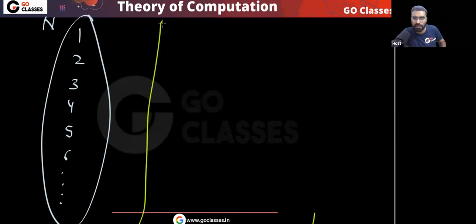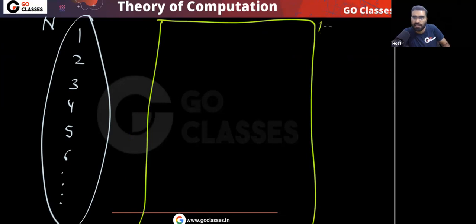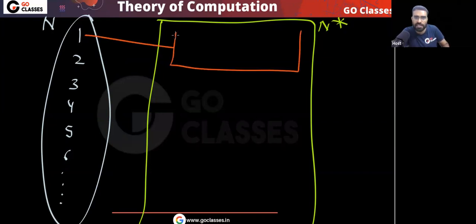This is your n star. Let's assume this is the n star. So what you can do, see, to this one, what will you assign? To this one, you will assign those sequences whose summation is 1. Yes or no? You will assign those sequences.